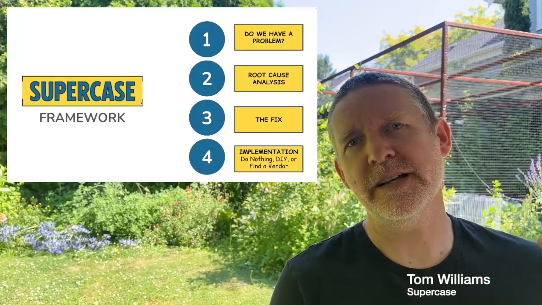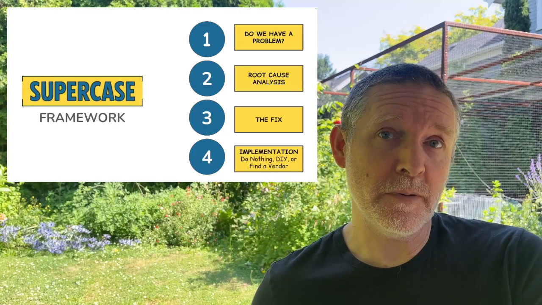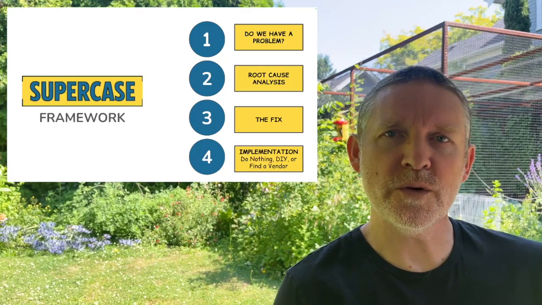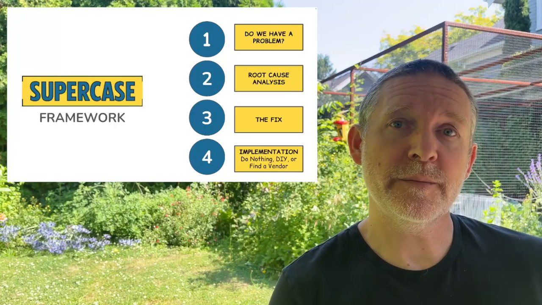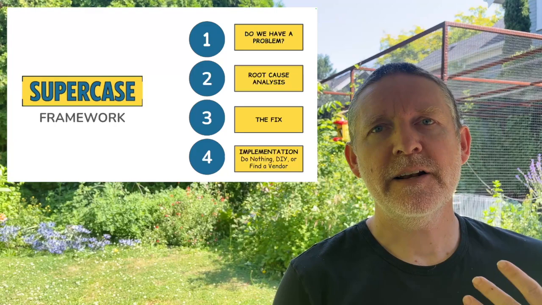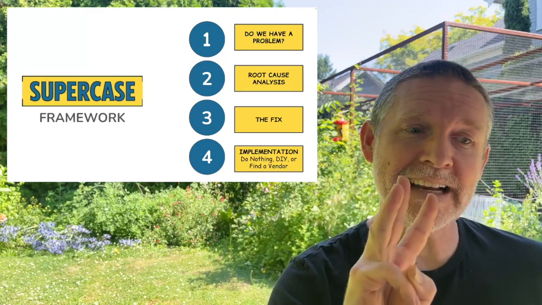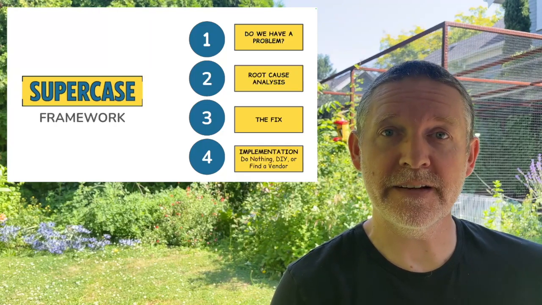The Supercase framework has 4 components. First of all, understanding: do we actually have a problem that's both urgent and important? Second, what's the root cause of that problem? Third, what's the fix based on what we learned from the root cause? And then how do you implement, with the notion that for any problem in the whole world, there's only and exactly 3 options. You can do nothing, you can do it yourself, or you can find a vendor.